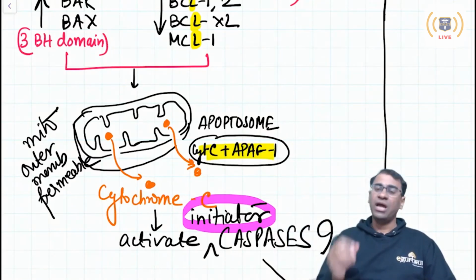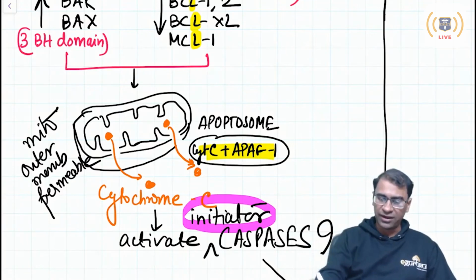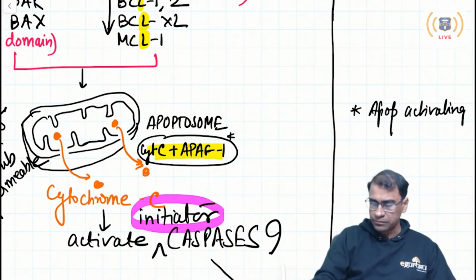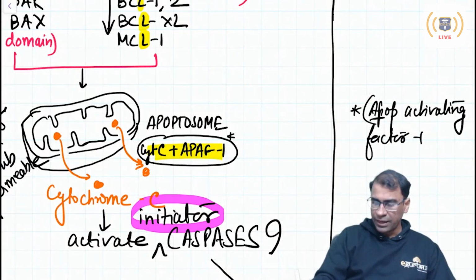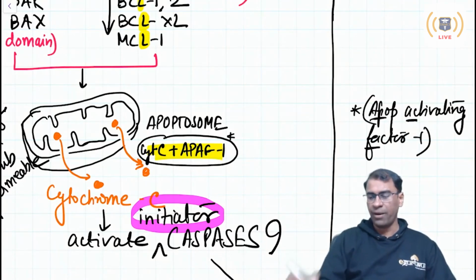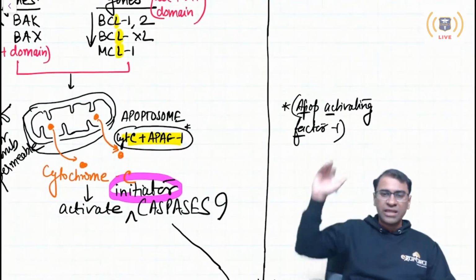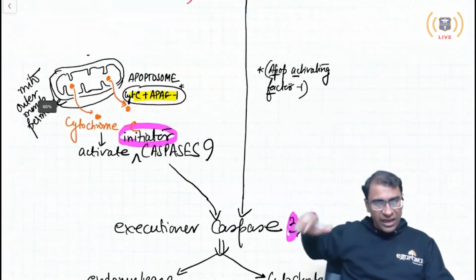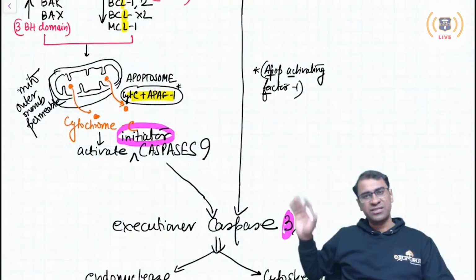Now, what is APAF1? I'll write the full form here. APAF1 stands for apoptosis activating factor 1. So, the APAF1 activates the initiator caspase 9, which then activates the execution caspase 3 and 6.